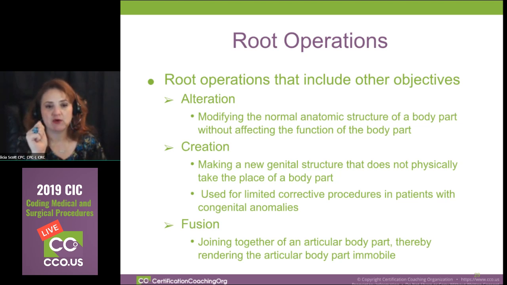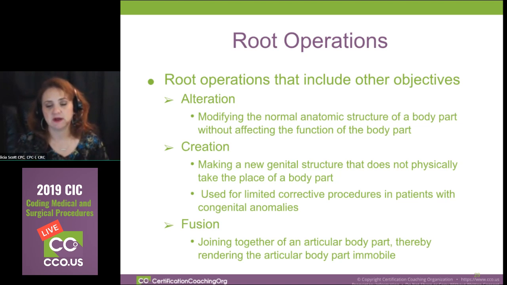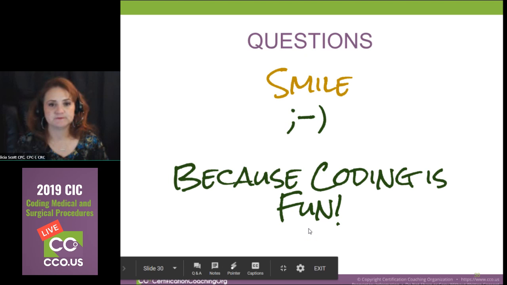Fusion. Now, with a fusion, that would be taking an articulating joint or body part and rendering it immobile. So we're fusing an ankle joint. We're fusing part of the spinal column, the vertebra.